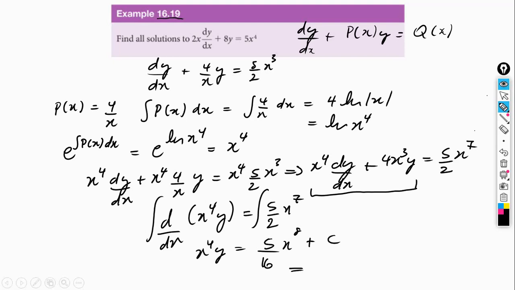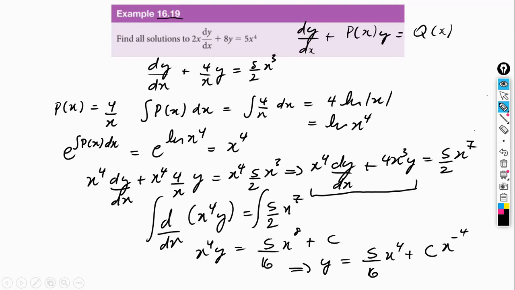And then finally, we divide both sides by x to the 4. So y is equal to 5 over 16 x to the 4 plus a constant c times x to the minus 4.